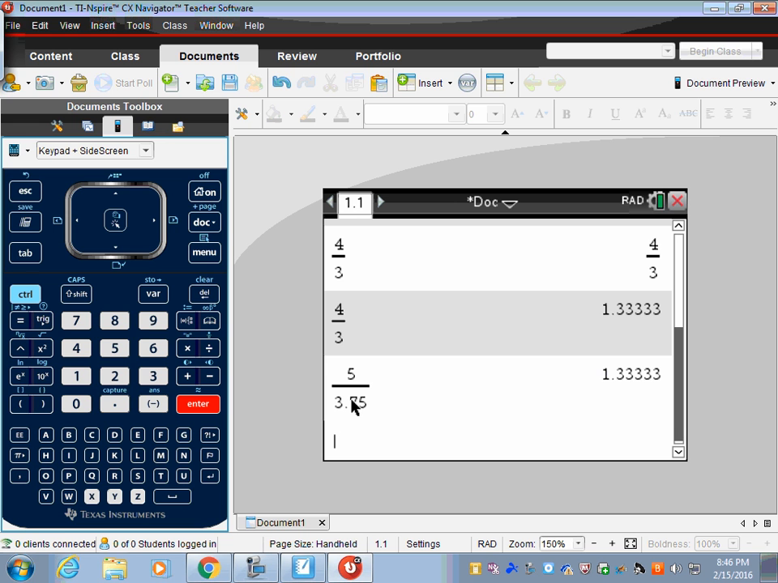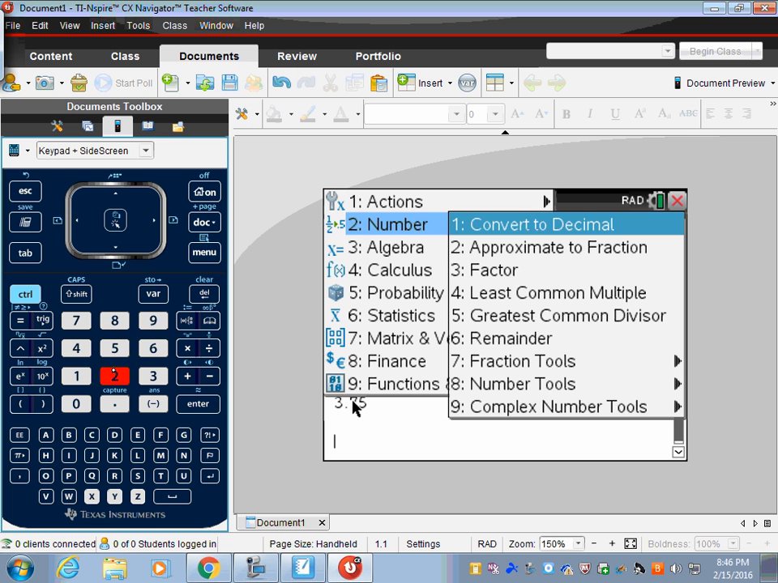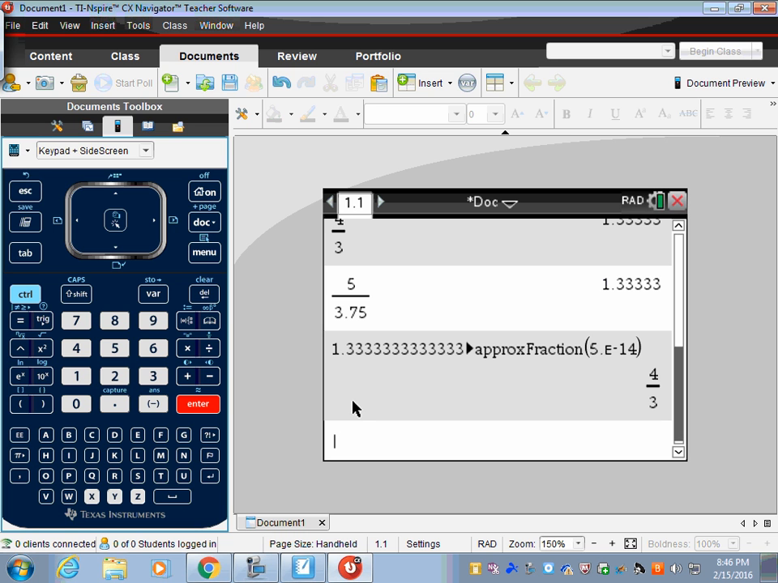Now that's still saying that you can convert that to a fraction if I want to check the fraction. If you hit menu and then go to my numbers, it says approximate to a fraction, that's number 2, and just hit enter, we see that that is actually 4/3. So we're getting the same ratio. We got to check all of them.